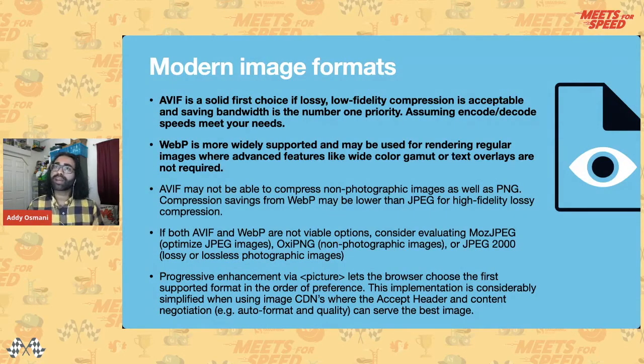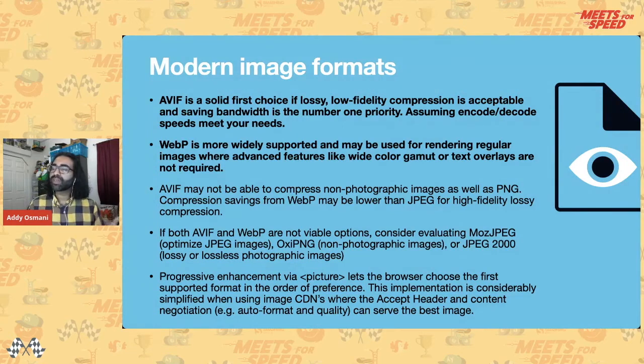Now, the team working on AVIF have been putting a lot of time into trying to improve encode and decode times, so I would play around with it and see if it meets your needs. WebP is more widely supported right now and is pretty good for rendering regular images if you don't need more advanced features like wide color gamut or text overlays, where it can start to struggle a little bit. I just released a new blog post on Smashing Magazine. It includes a few more details about how to think about these trade-offs.